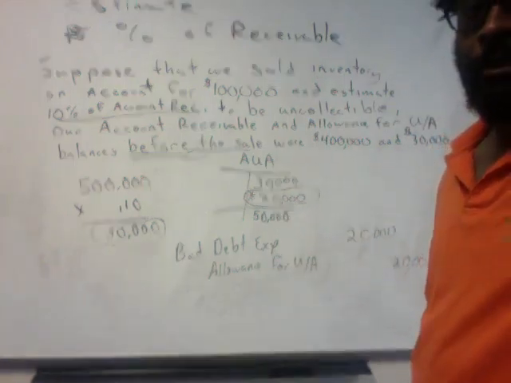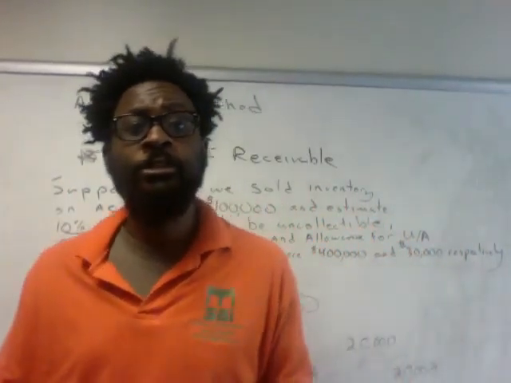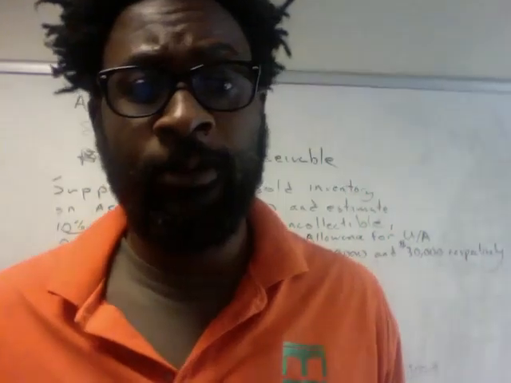All right? So with that being said, I think we've pretty much summarized what you need to understand about the allowance method. So let's move on to the direct write-off.